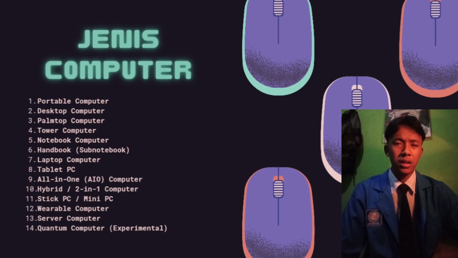Number 4, a tower computer. A tower computer is a computer with a larger cache size than a standard desktop computer. Generally, this computer is placed on top of or beside a desk. This type of computer offers upgradability because it comes with modified expansion slot for additional hardware.